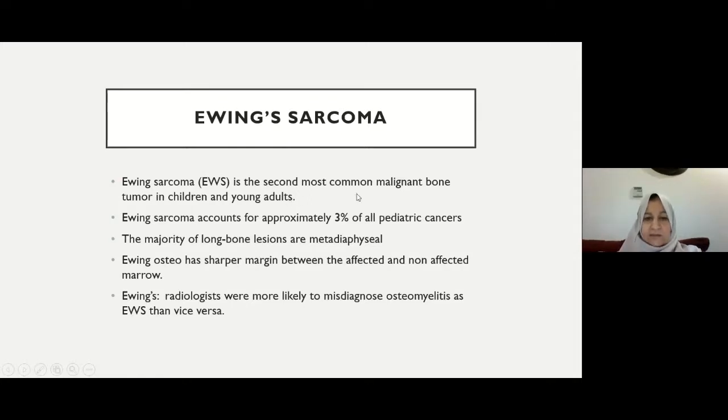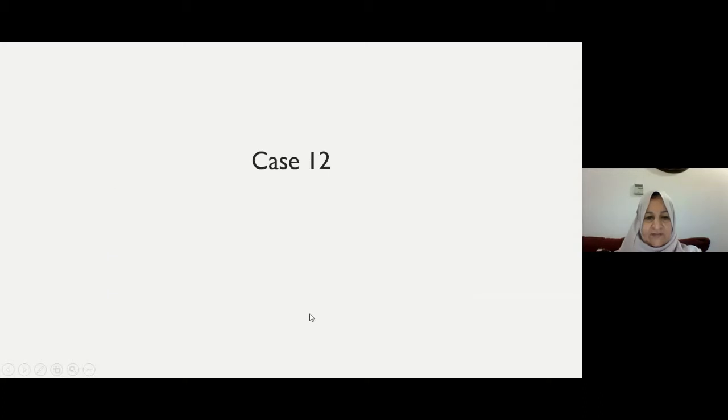Ewing's is the second most common malignant bone tumor in children. In the long bone, it can affect the metadiaphysis. They say that radiologists usually misdiagnose Ewing's as osteomyelitis more than vice versa.